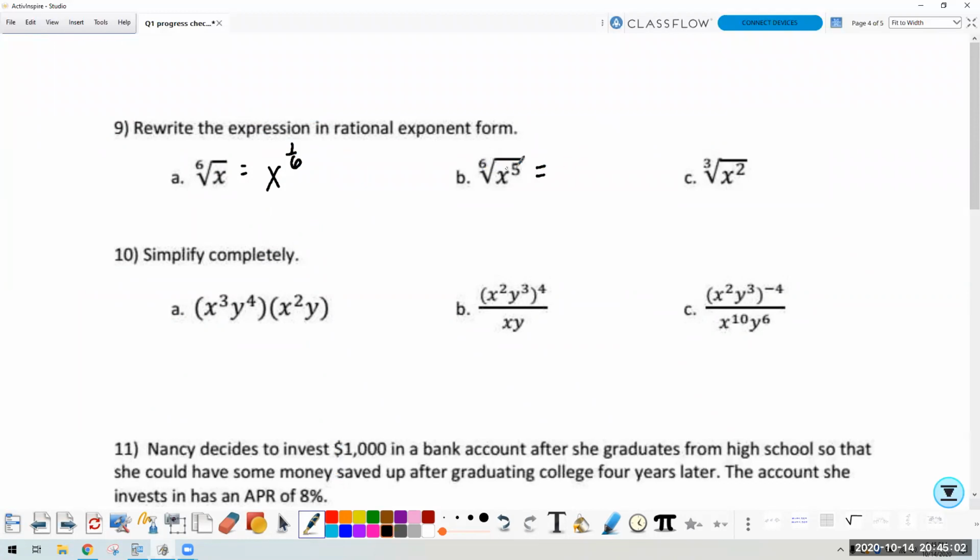A 6th root again, but now I have that power of 5. So my 5 is my numerator and the 6 is my denominator. Cube root now, the denominator is the 3rd and the numerator is squared.